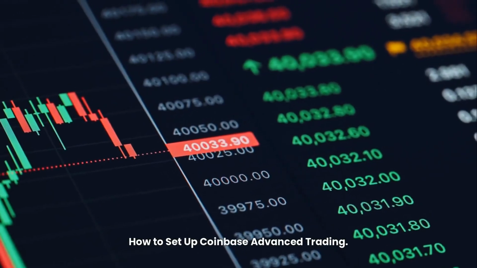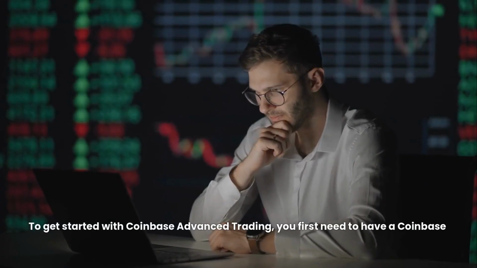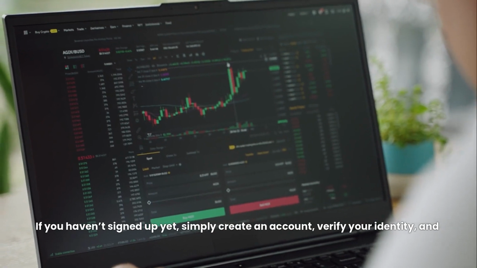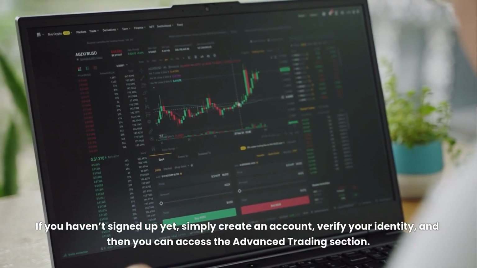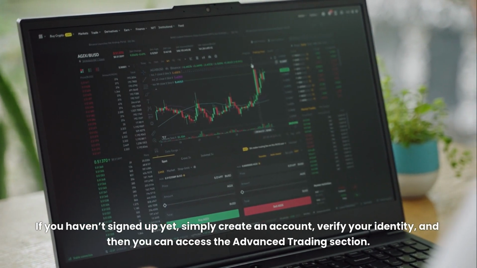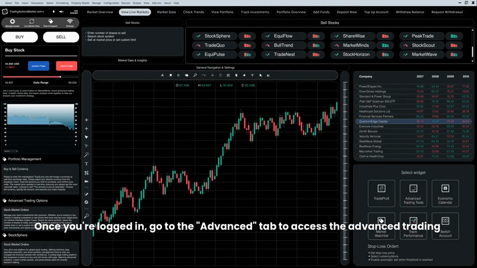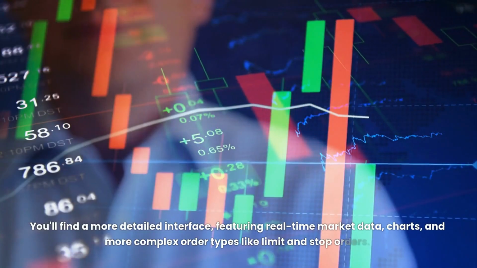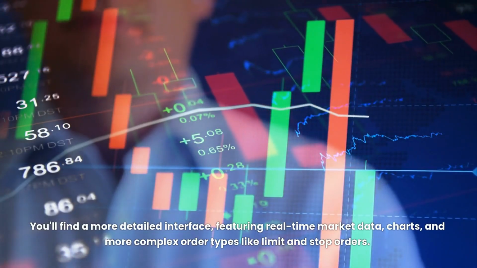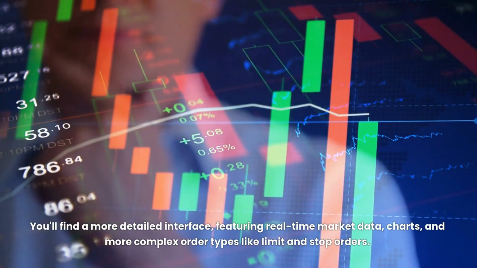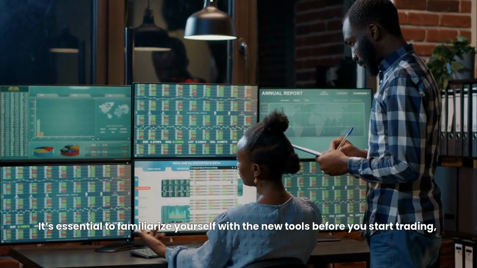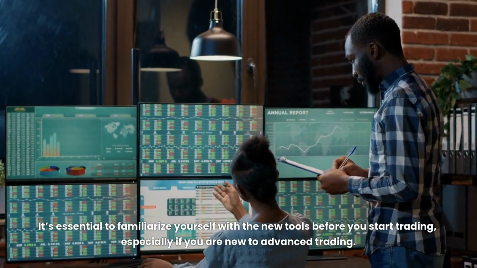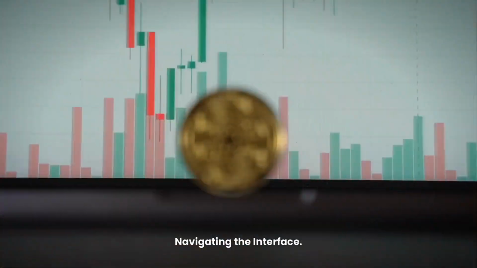How to set up Coinbase Advanced Trading. To get started with Coinbase Advanced Trading, you first need to have a Coinbase account. If you haven't signed up yet, simply create an account, verify your identity, and then you can access the Advanced Trading section. Once you're logged in, go to the Advanced tab to access the advanced trading features. You'll find a more detailed interface featuring real-time market data, charts, and more complex order types like limit and stop orders. It's essential to familiarize yourself with the new tools before you start trading, especially if you are new to advanced trading.